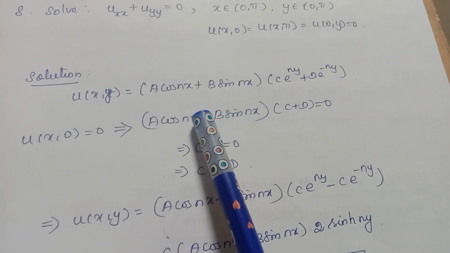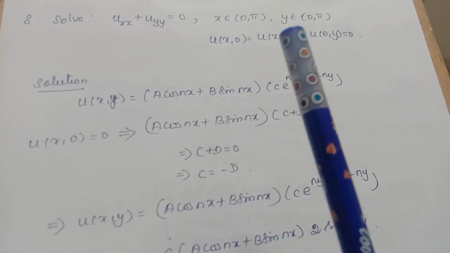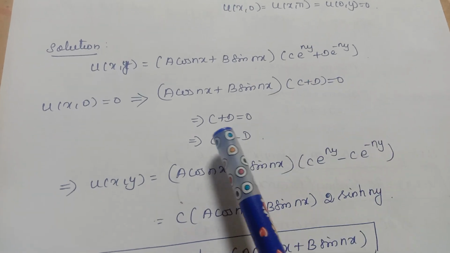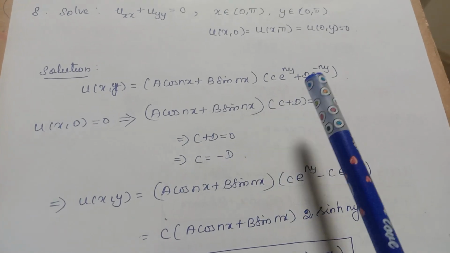See, this cannot be 0 because if this is 0, the solution will be trivial. So this cannot be 0. The only possibility is c plus d equal to 0. That implies c equal to minus d. So you substitute in this one.